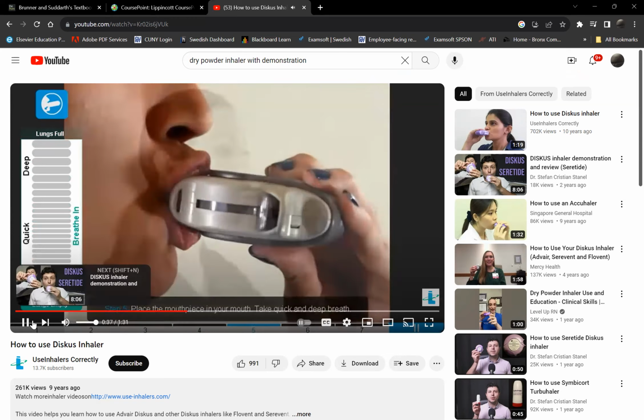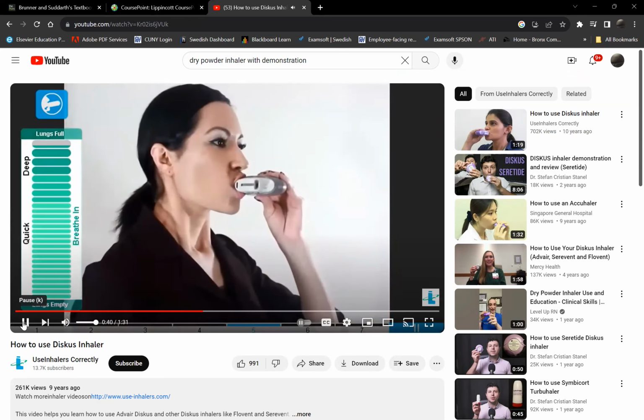Place the mouthpiece in your mouth. So the key here is quick and deep. Again, the objective is to get the powder in, because what will powder do? It's dry powder. So if you don't inhale it deep, where's it going to stick? It's going to stick in your mouth. Do we want it in the mouth? We want it in your airways, deep into your lungs. So unless you really suck it in quick and deep, it won't reach your lungs, right?